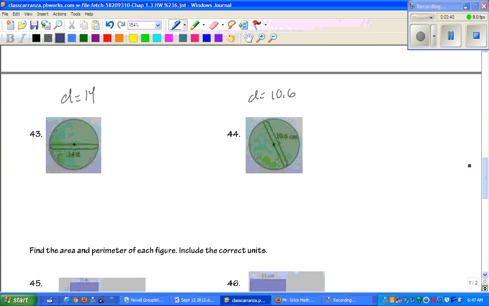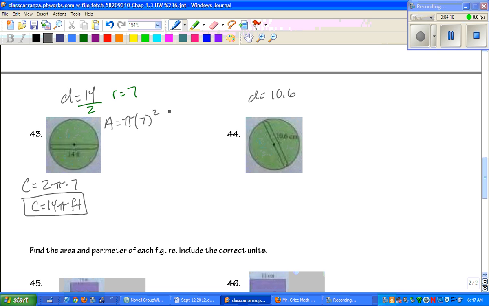Now, these ones were a little tricky because they were telling us what the diameter is. We need to know the radius. So to find the radius, we divide that by 2, so our radius equals 7. So circumference equals 2 times pi times 7, 14 pi feet. Okay, area equals pi radius squared. 7 times 7, that should be one that you guys know. So 49 pi feet squared. That one wasn't too bad.